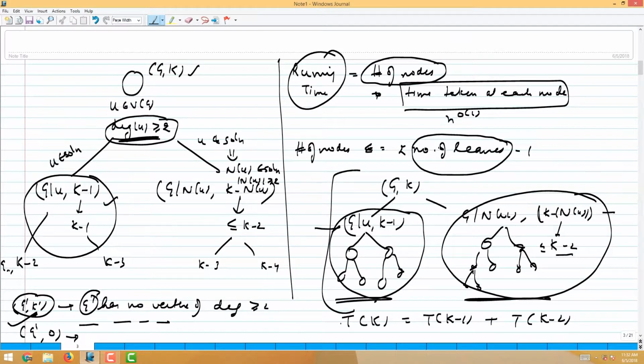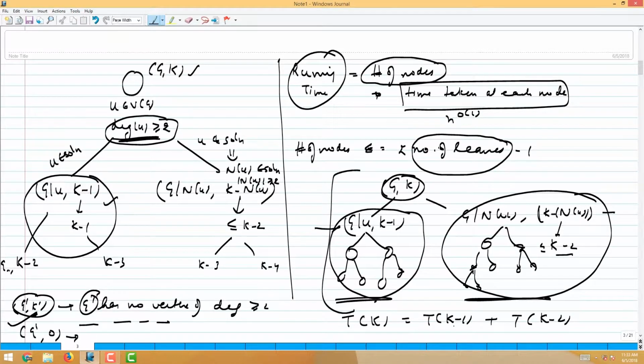So let's say T_k denotes the number of leaves in a branching tree, for example the branching tree rooted at G_k. So the branching tree rooted at G_k is the whole thing, or in fact the branching tree which is rooted at an instance where the parameter is k, because the depth will depend on k.